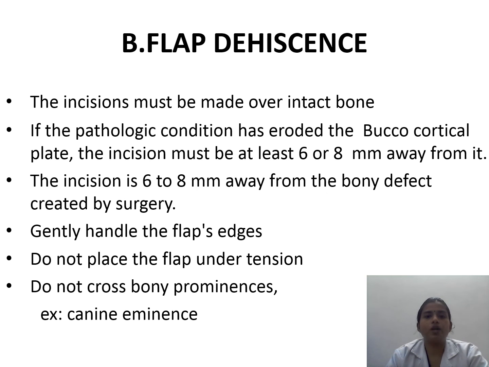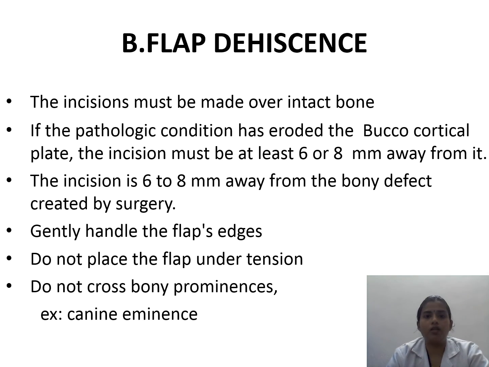Next, we are going to discuss flap dehiscence. The incision must be made over intact bone. If the pathologic condition has eroded the buccocortical plate, the incision must be at least 6 to 8 mm away from it. The incision is 6 to 8 mm away from the bony defect created by the surgery. Gently handle the flap edges. Do not place the flap under tension. Do not cross bony prominences.